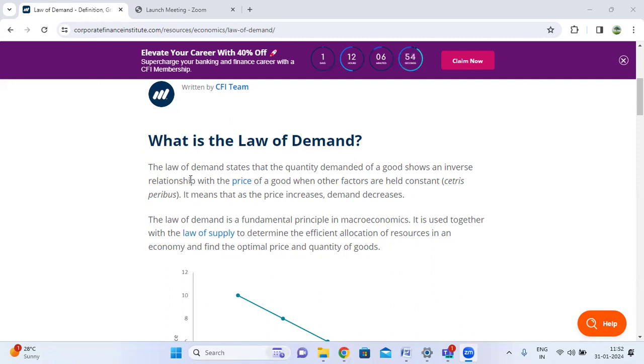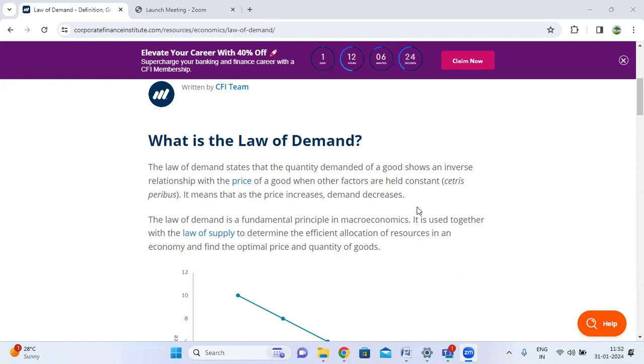The law of demand states that the quantity demanded of a good shows an inverse relationship with the price of the good. So the quantity demanded of a good and the price of the good are in an inverse relationship. The inverse relationship means that as the price increases, the demand decreases.